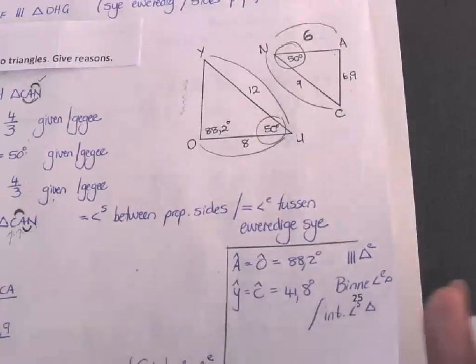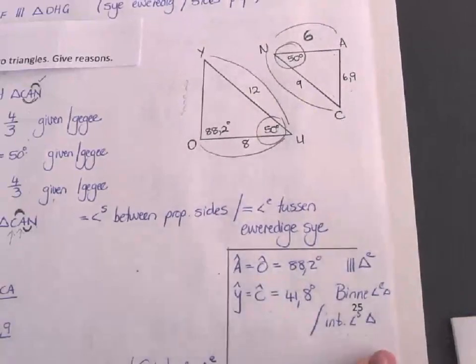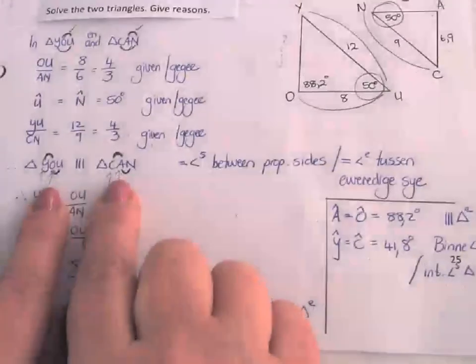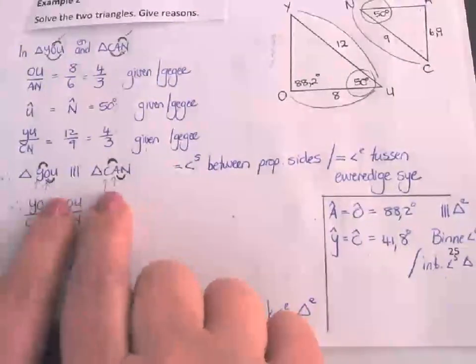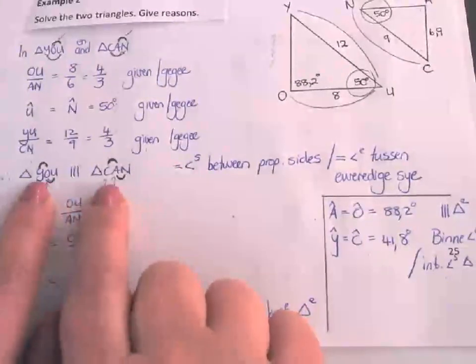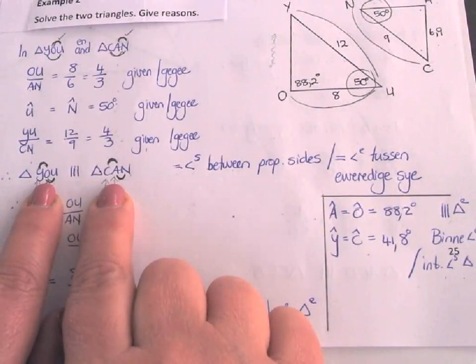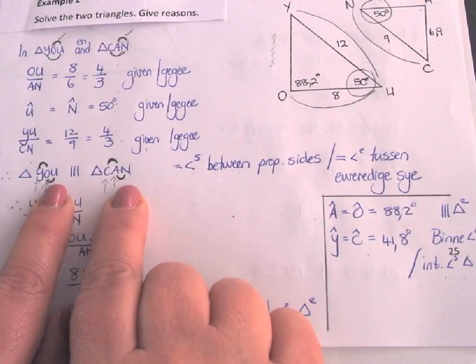Okay, example 3. Ma'am, when you get a type of question like this, how would we know which angles are equal? Like, how do we know that angle A equals angle O? Okay, you look at your similarity statement. Angle Y will be equal to angle C, and O will be equal to A, and U will be equal to E.